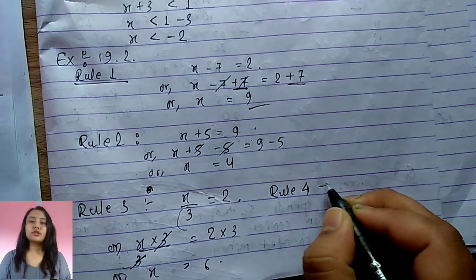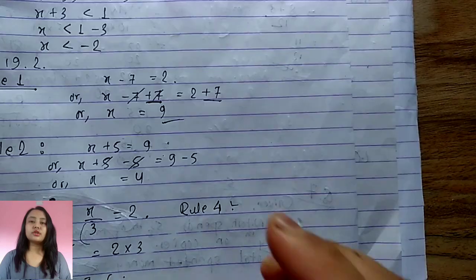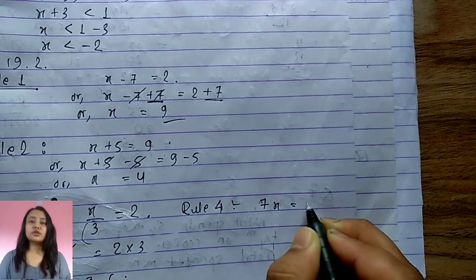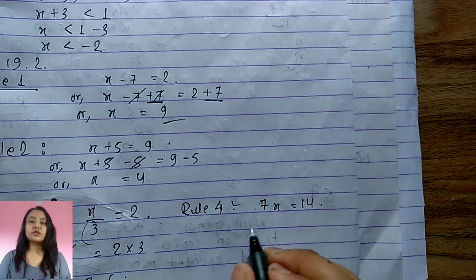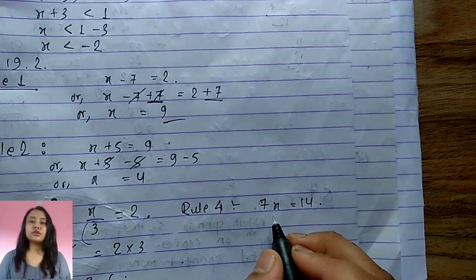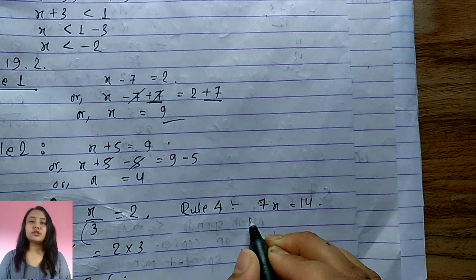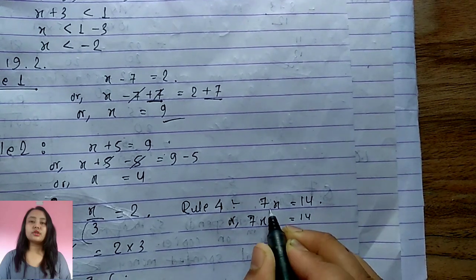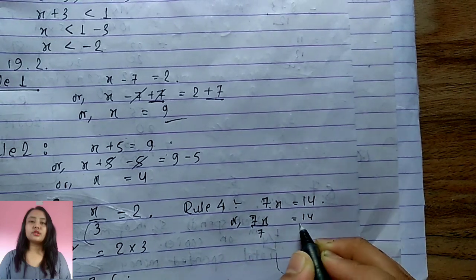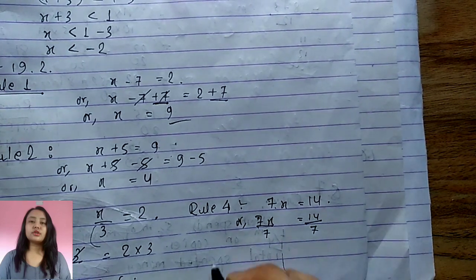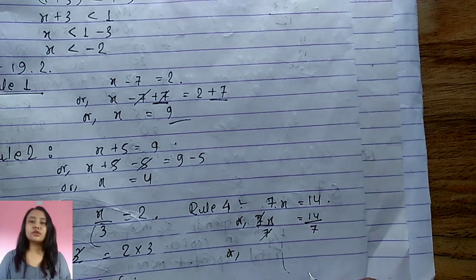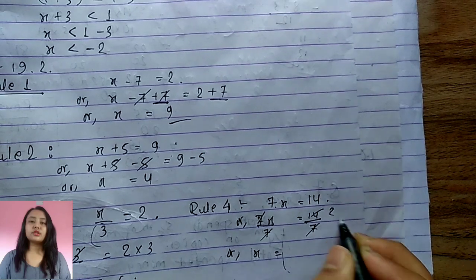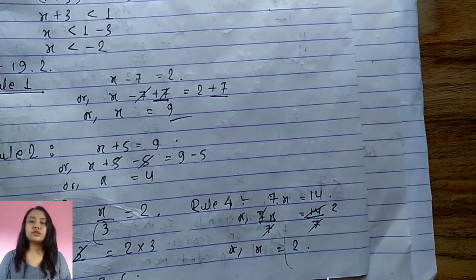Now rule 4 is about division. Okay, so in rule 4, what will the question be like, 7x equals 14, suppose. Okay, such type of question will be given. Then what you need to do, you need to divide on both sides with the same number. Suppose 7x is here, 14 is here. Now you need to divide by 7 on the left hand side also, right hand side also. Now 7 ones are 7, and x will be remaining, so 7 twos are 14, so the value of x is 2.